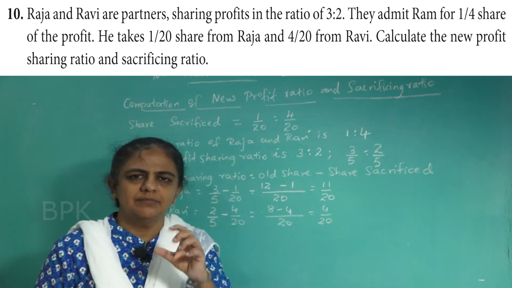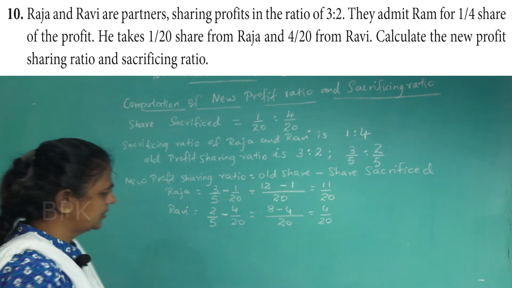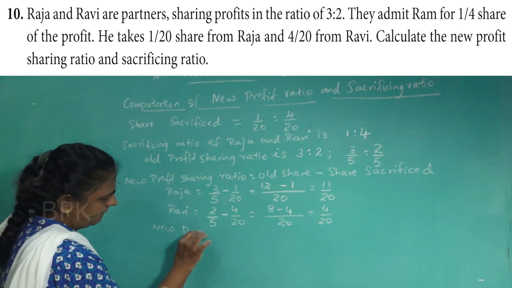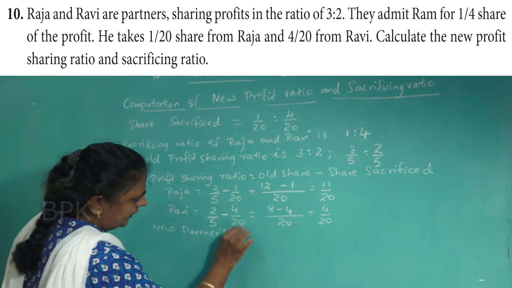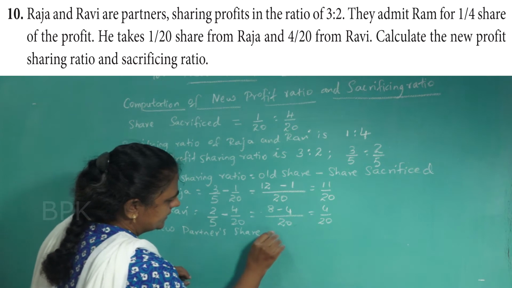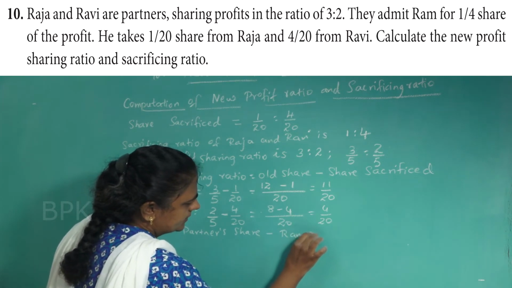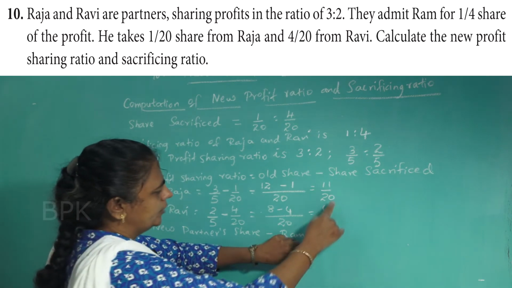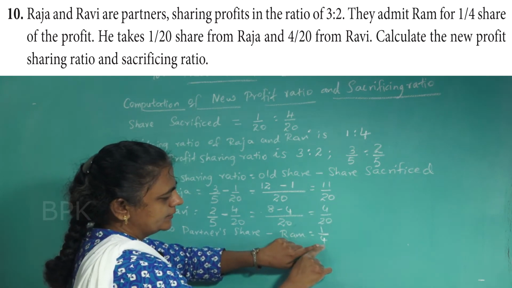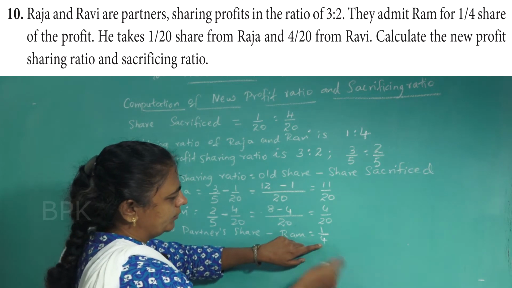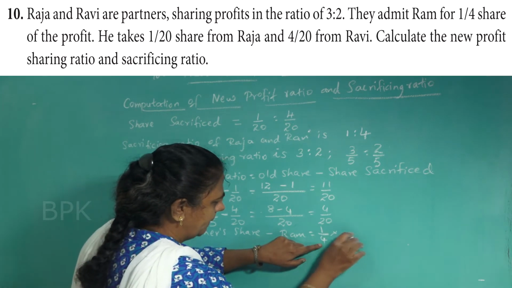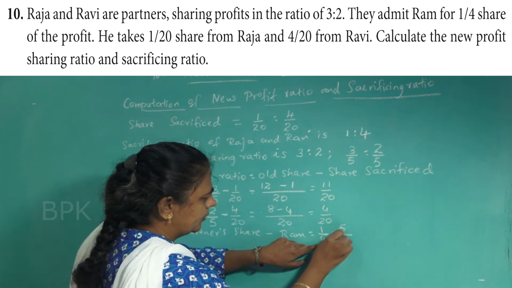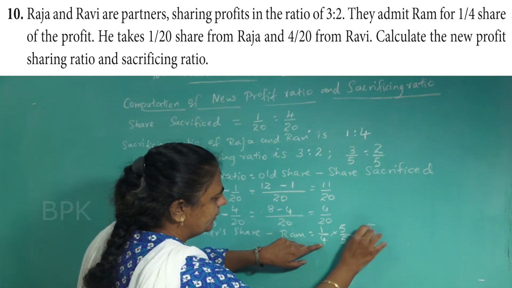Ram's share is also given. What is Ram's share? The new partner's share, that is Ram's share, is 1/4. But here the denominator is 20, so you have to bring this also to 20. So how will you get 20? You have to multiply by 5. If you multiply the denominator by 5, you have to multiply the numerator also by 5. So that will give you 5/20.